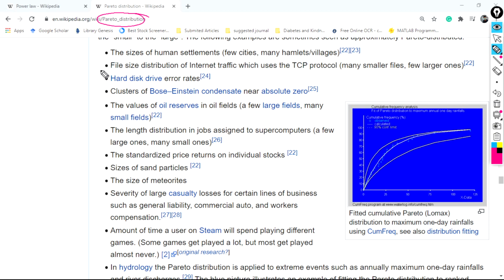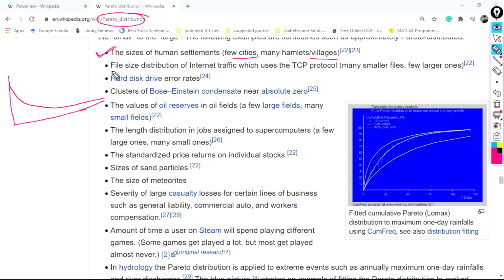So, the first application is the size of human settlements, a very important use. Suppose a city or a village. In the beginning, a huge population comes to a city, and after that it decreases. The distribution looks like that.